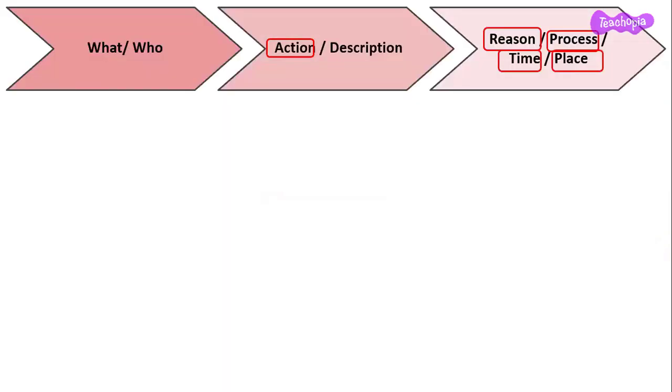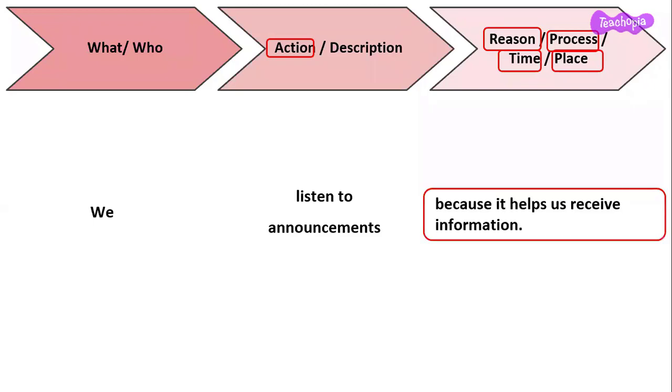Let's look at another example. Here, who are we talking about? We. What is the action we are talking about? Listen to announcements. Now, let's add information regarding the reason or the process or the time or the place of the action. We listen to announcements. Let me add information about the reason, because it helps us receive information. So, my sentence is, we listen to announcements because it helps us receive information.